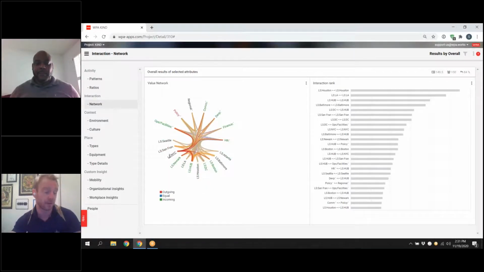Is it outgoing? Do I have a hub and spokes model where one team's constantly pumping out information? Or do I have a marble chat, so to speak? Is everyone working together in a correlated way? Or do I have silos that we all talk about? That color and that directionality is going to really start to help you think how the value chain in your organization goes before it hits the customer.